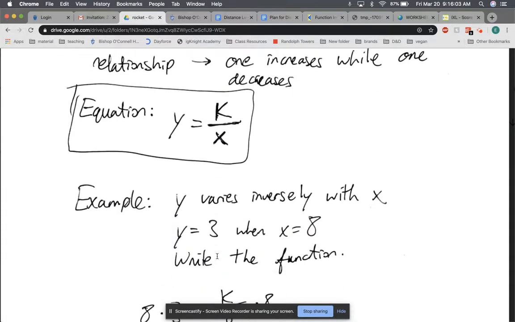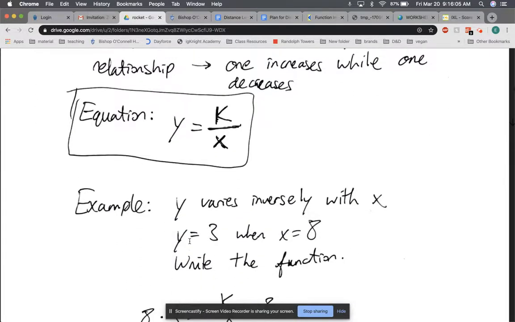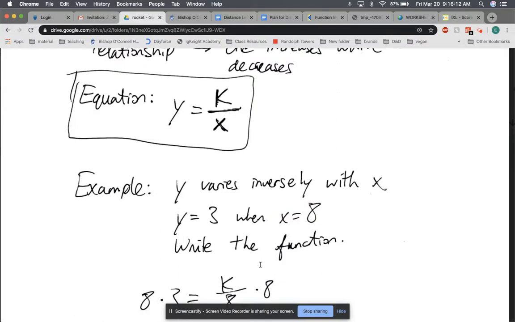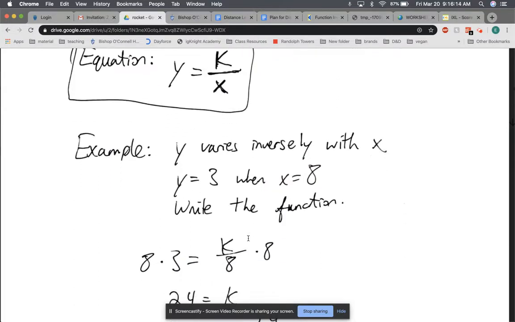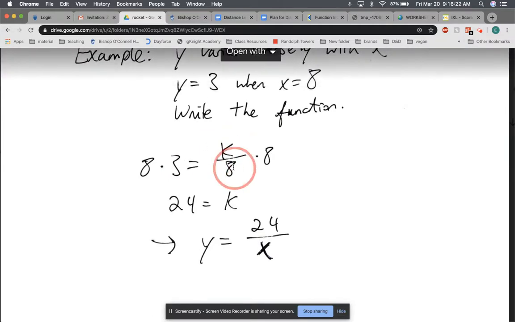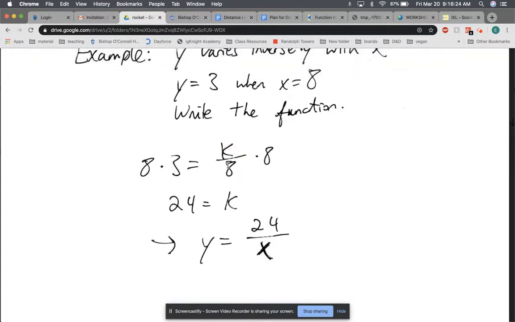And so just another simple example here. You have y varies inversely with x. y equals 3, x equals 8, write the function. So of course you set it up here. 3 is going to equal k divided by 8. y is 3, x is 8, so you just fill in the blanks. We have to solve for k, so you just multiply by 8 to cancel it out. 8 times 3 is 24, so 24 equals k.